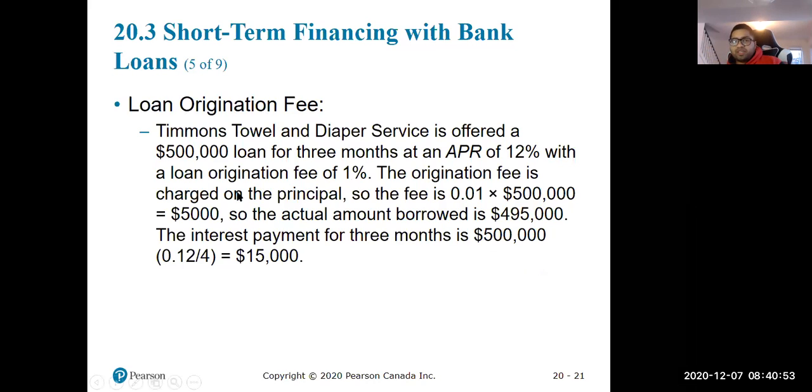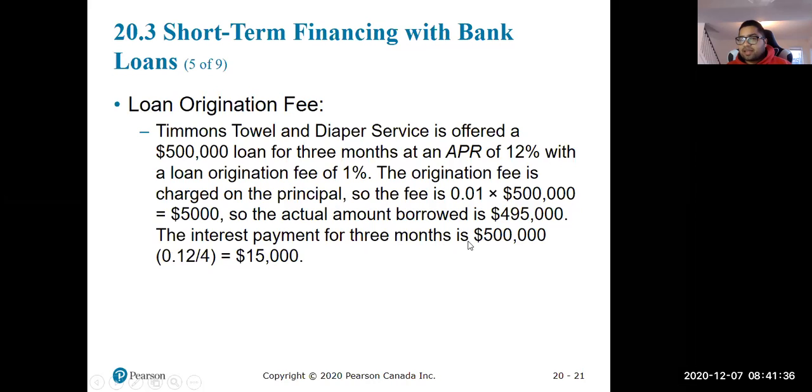So loan origination fee is charged on the principal. The fee is 1% of 500,000, so 5,000. So instead of $500,000, you actually get only 495,000, because the loan origination fee is subtracted from the loan extended to you. Out of the 500,000 that is extended to you, 5,000 they will take. So you'll be extended only 495,000.